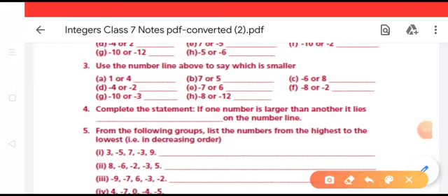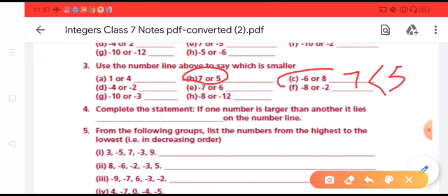Next question is 7 and 5. You know that a positive number is always greater the bigger it is, and the smaller one is always smaller. So in 7 and 5, 5 is smaller. In -6 and 8, you know very well the minus sign denotes the smaller number, so -6 is the smaller.